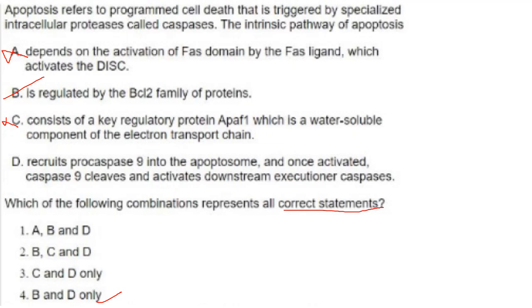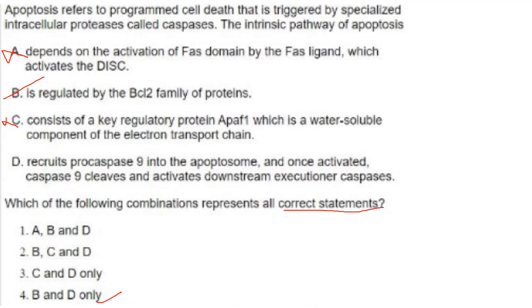So A. Depends on the activation of Fas domain by the Fas ligand, which activates DISC. A itself is wrong. That is the extrinsic pathway. It happens in the extrinsic pathway. So the first option is not correct. Is regulated by the BCL2 family of proteins. That is correct.